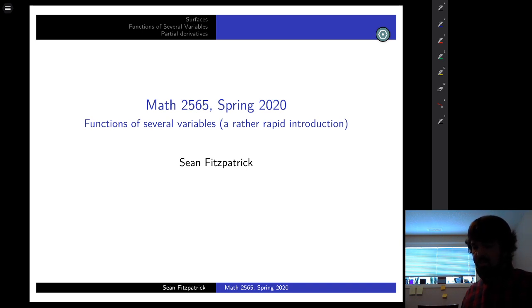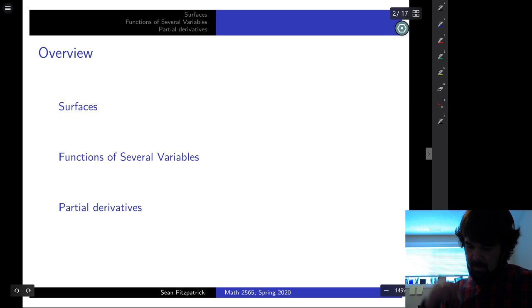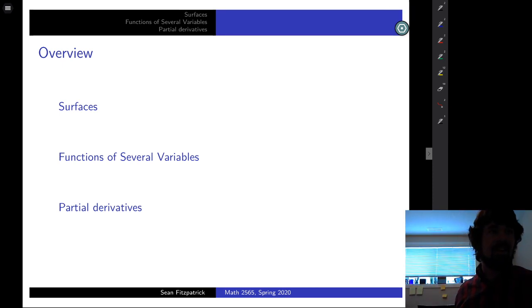We've got functions of several variables to talk about. This is the last thing we need to do to be done.